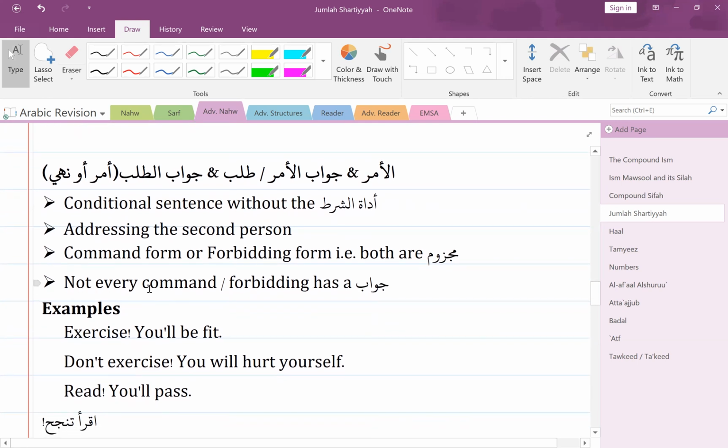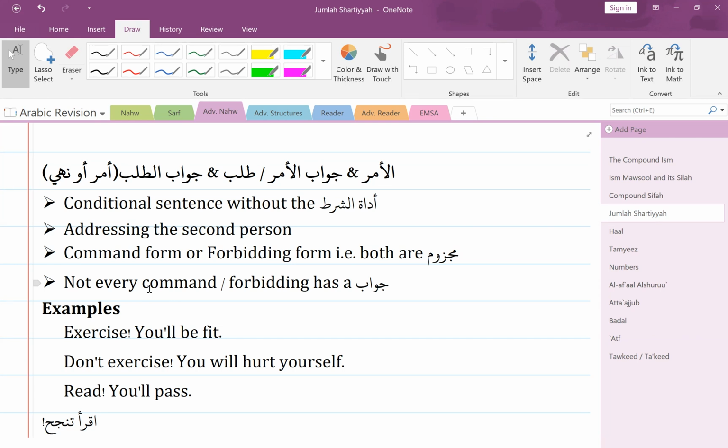Another important thing is that not every command or forbidding has a jawab. So you have to watch out for that. Don't be like, okay, I saw a command here, so this must be Amr and Jawabul Amr. No, it could just be a command. It could just be commanding you and say, go. You won't stand there and be like, okay, so what's the jawab? No, I'm just commanding you, go. Or eat. I'm just telling you to eat. And you can't just be like, okay, so what happens if I eat? Like, is there any reward to that? No, I'm just commanding you to eat. Or don't go, or don't eat. So we have to be careful. Not every command or forbidding has a jawab.